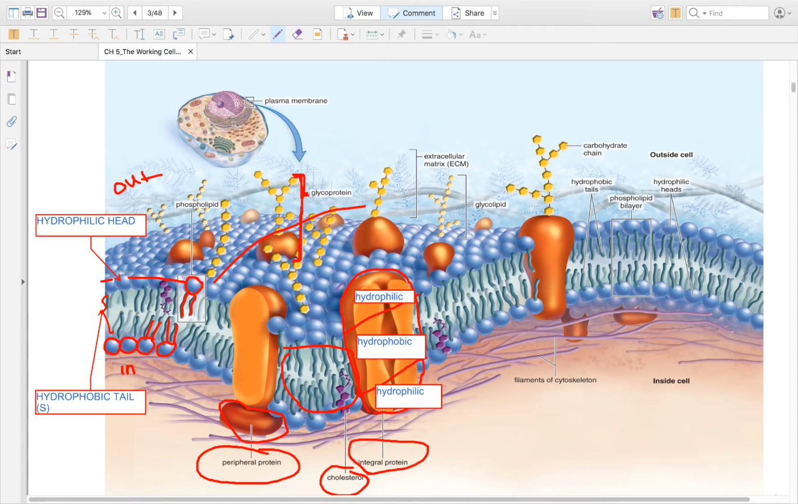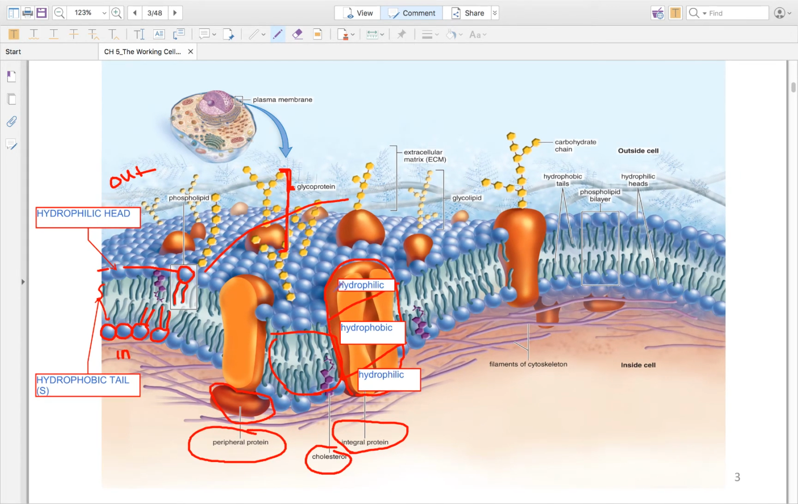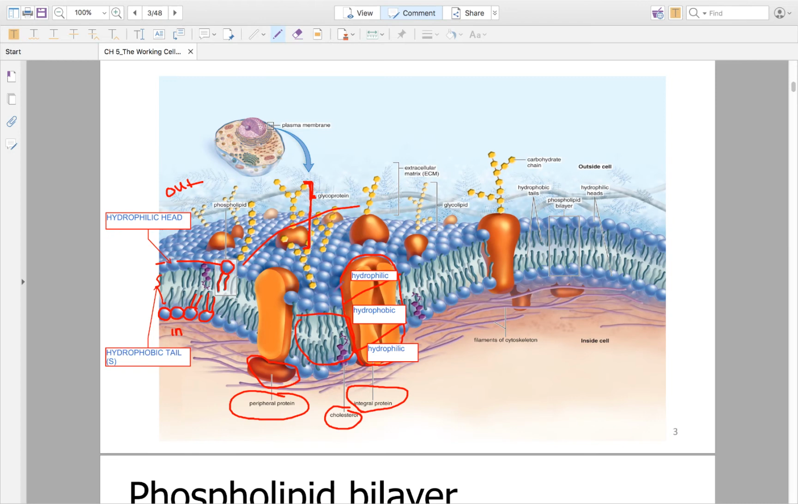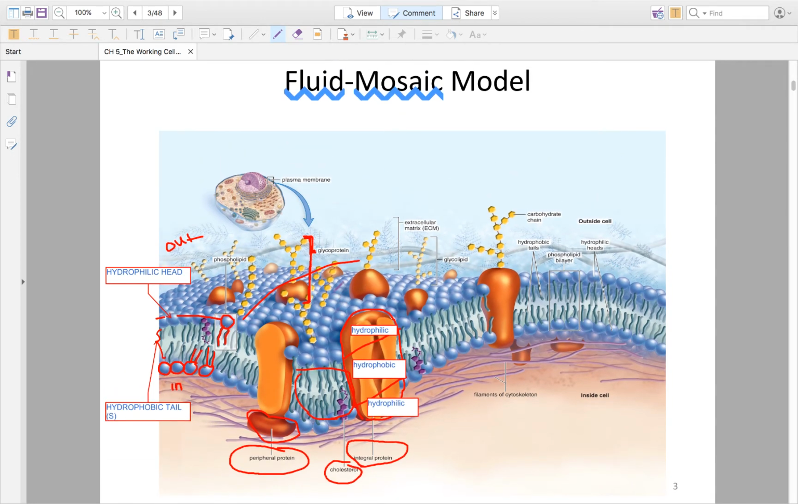All right, so because we have this elaborate display of different properties, like the phospholipids themselves that make up the primary component of the plasma membrane, integral proteins, peripheral proteins, cholesterol, the glycoprotein.